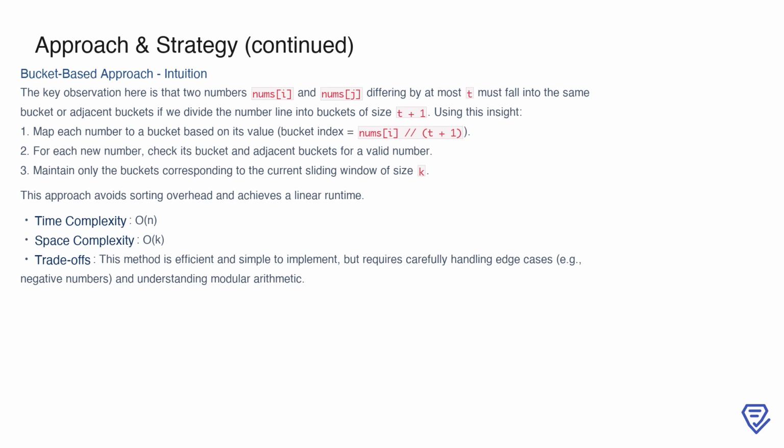To ensure the sliding window constraint is respected, we maintain only the buckets corresponding to the most recent k elements by removing buckets that fall out of range. This approach eliminates the need for sorting and achieves linear time complexity, O(n). It also requires minimal additional space, O(k), but it's important to handle edge cases, such as negative numbers, carefully. This method strikes an excellent balance between efficiency and simplicity.